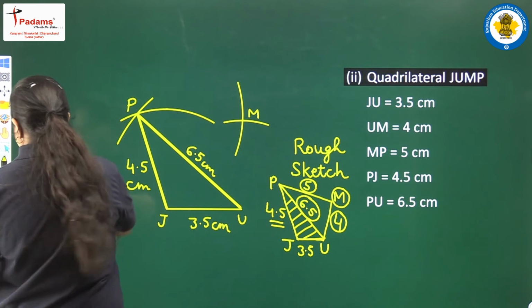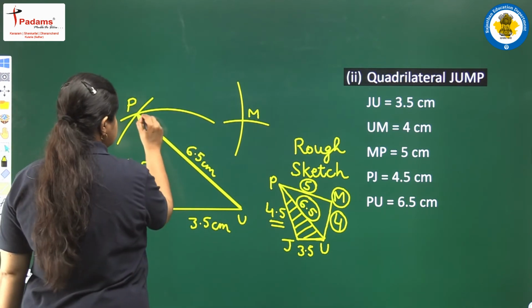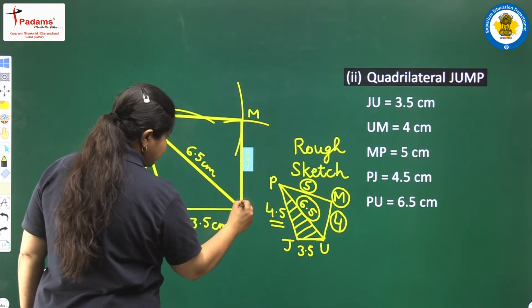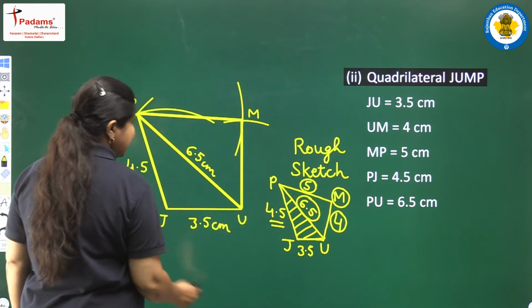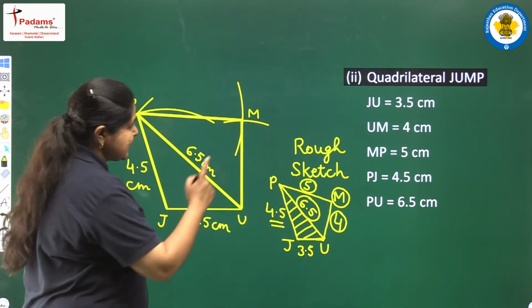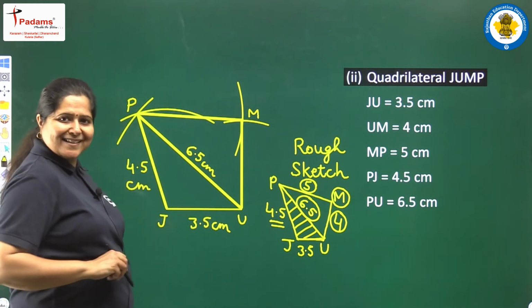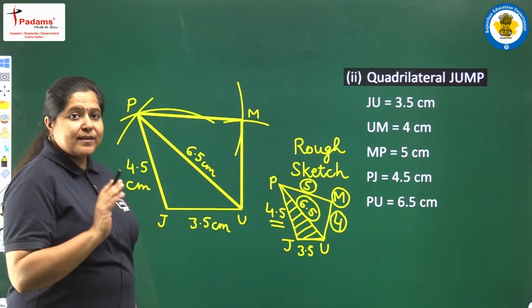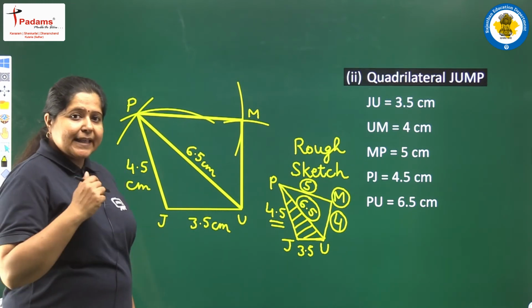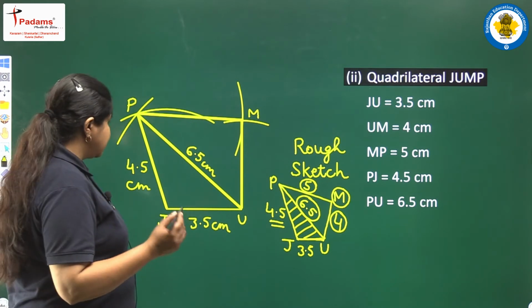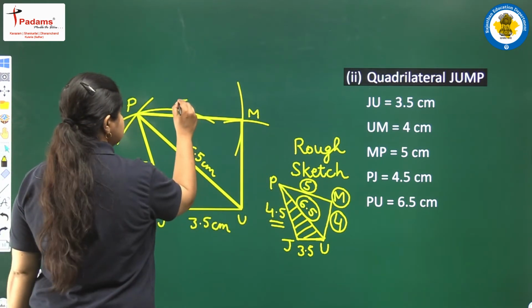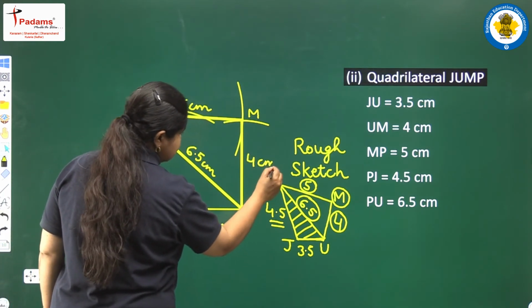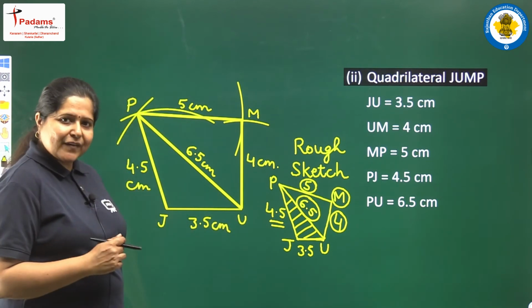We get it as M, and now we need to simply join this P with M and then join this M with U, and here we get the required quadrilateral JUMP. You can see it, isn't it? Now once again remember, we will be drawing this on the blank page of a copy, and then we will be writing the steps of construction. Let us write this measurement also. It measures 5 centimeters and this one measures 4 centimeters. Now it will be easy to write the steps of construction.